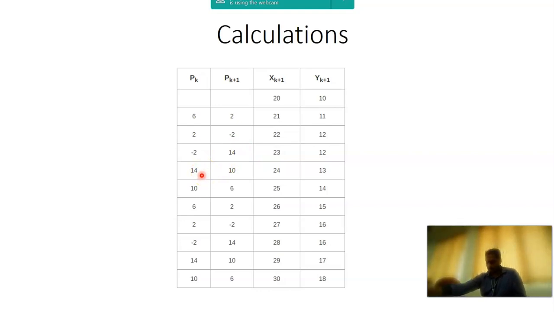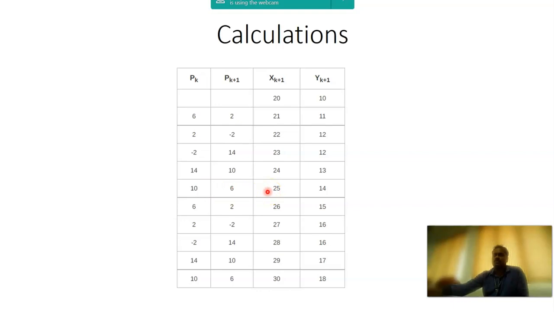So we have to move to the second condition, which is the x value we have to increase, y also we have to increase. We have to identify the pk plus 1 value, that is previous value minus 4, that is 10. So this next iteration also we got a positive value, which is 10 here. Because of this reason, we have to increase both x, y value.